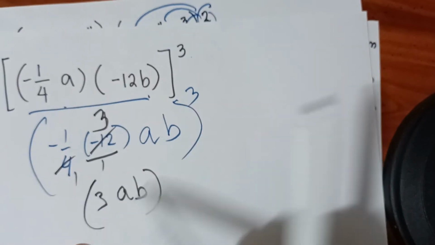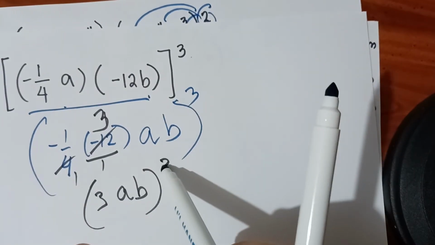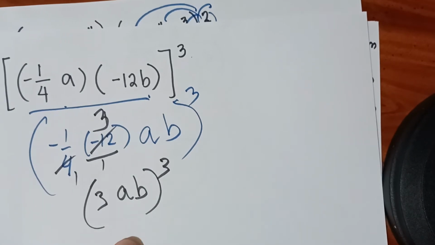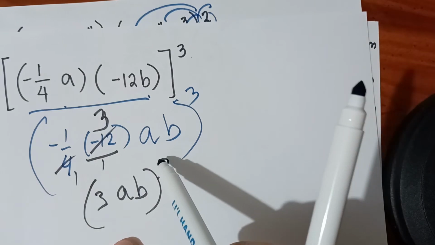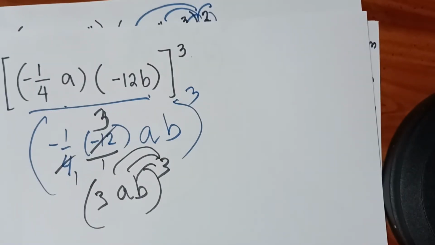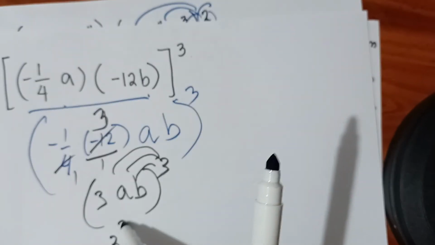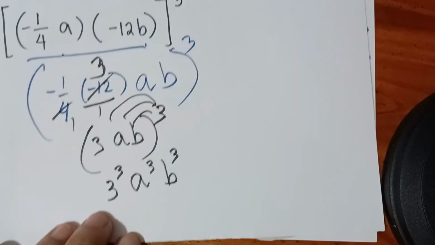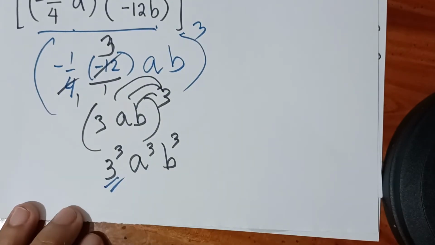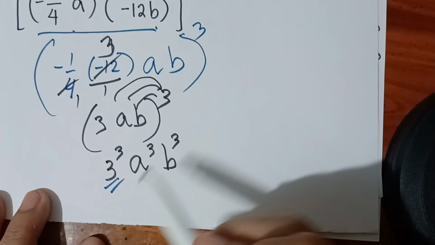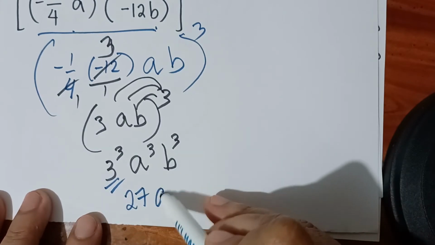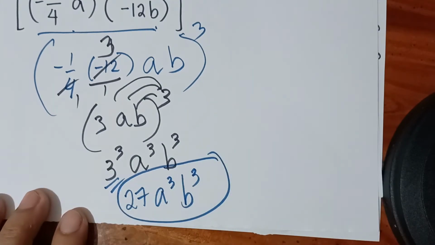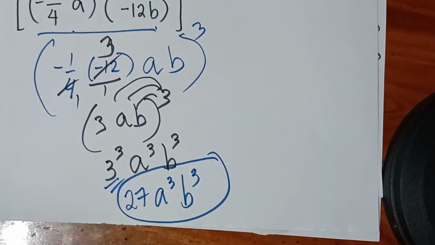3ab. But remember, meron tayong outside exponent doon. So, 3 yan. Now, since na-simplify na natin yung nasa loob, we are now ready to distribute these 3 inside. Okay, so magiging 3 raised to the 3rd power, A raised to the 3rd power, B raised to the 3rd power. And 3 raised to the 3rd power is equal to 3 times 3 times 3, so that will be 27. A raised to the 3rd power, B raised to the 3rd power. So, this is the final answer.